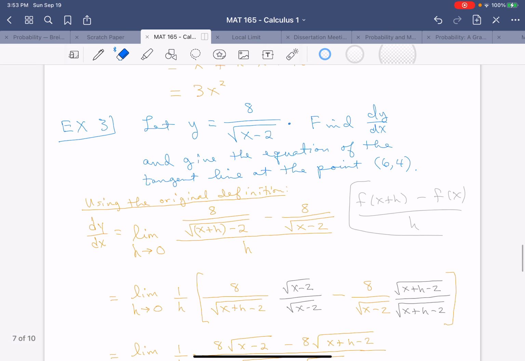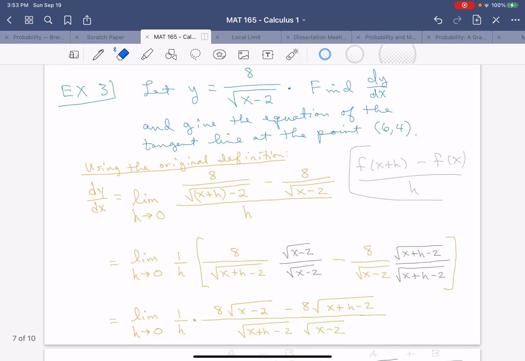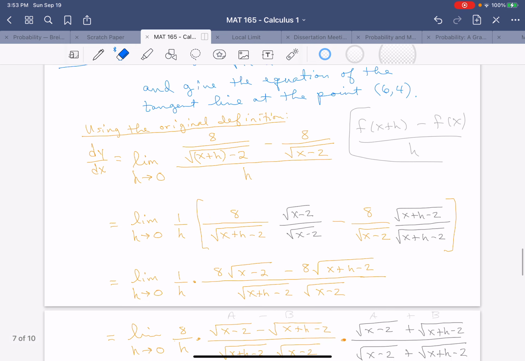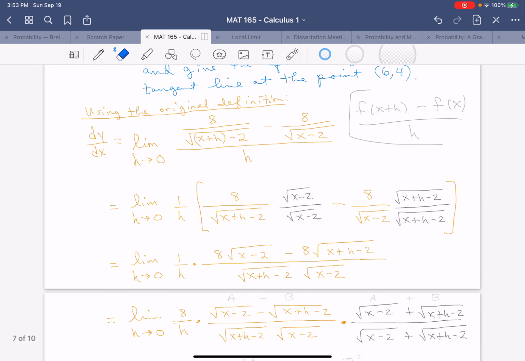Let's move on now to this next part here. We have the limit again. We still have the 1 over h. And then I'm just going to combine these two over that common denominator. Okay, so that's all. For the next part, I'm just going to take this 8 that's common in the numerator, and we're going to move it over here with this part in the front. So I believe that's what I did next. Yes, so that's how I got the 8 over h. So we've got the 8 over h, and then what's left is the square root of x minus 2 part minus the square root of x plus h minus 2 part, still over that common denominator.